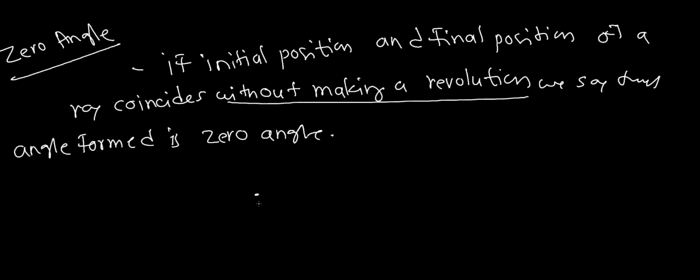So if we start with initial position O, and this is our initial ray, initial position OA, and without making any revolution, the final position appears to be OB, and here there is no angle formed, so it's a zero angle.